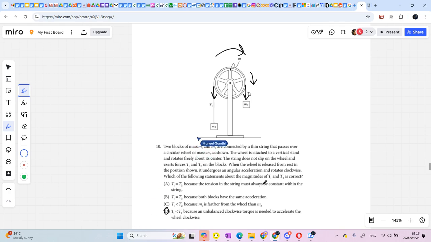We can draw free body diagrams for the masses. So for M2, we have the force of tension that's trying to pull it up, and then the gravity that's trying to pull it down. And then for M1, we have the gravity trying to pull it down, and then the tension trying to pull it up.